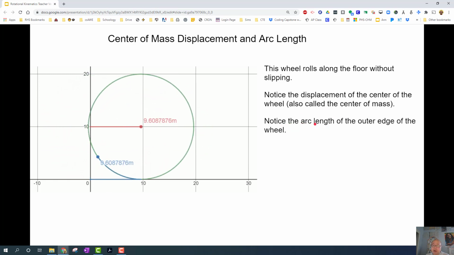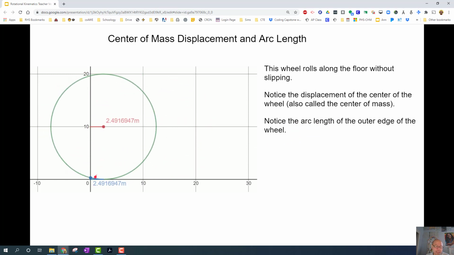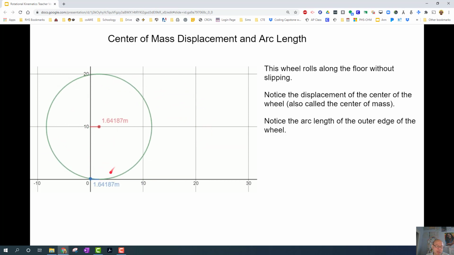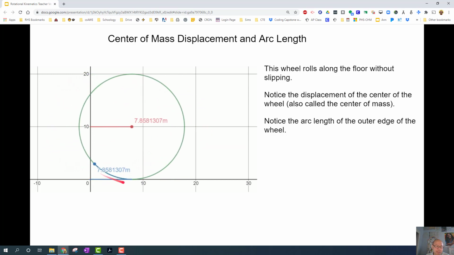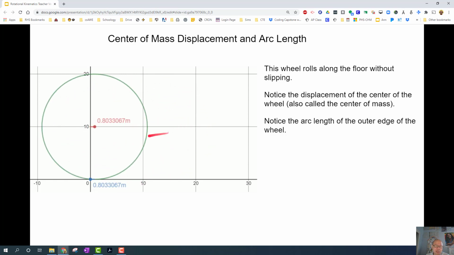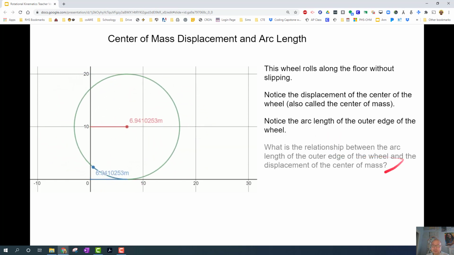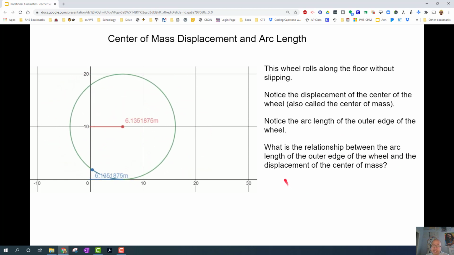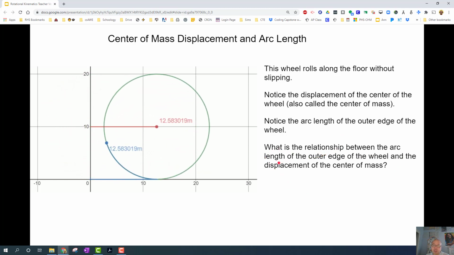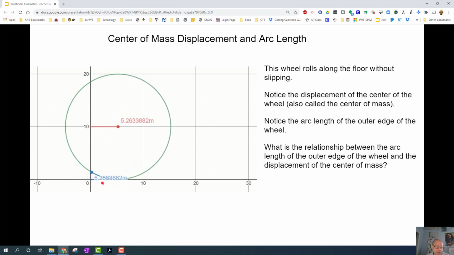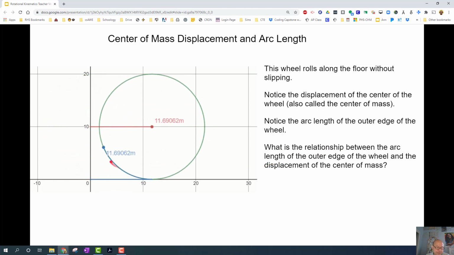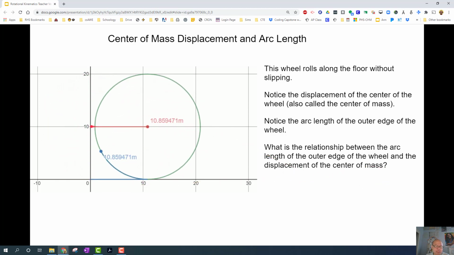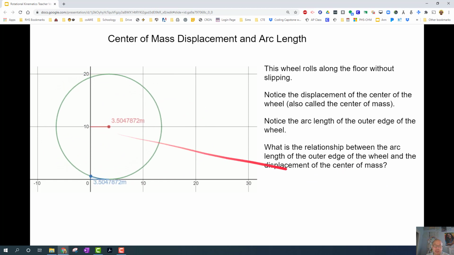And also notice that the arc length of the outer edge of the wheel is this blue line. It's the distance along the outer edge of the wheel that makes contact with the ground. Observe their values. At this point, you should be able to realize and answer the question, what is the relationship between the arc length of the outer edge, this blue outer edge length, that arc length, and the displacement of the center of mass, how far the middle goes.